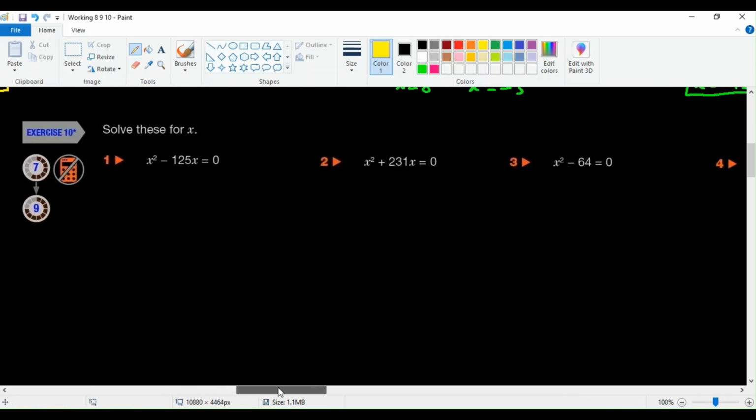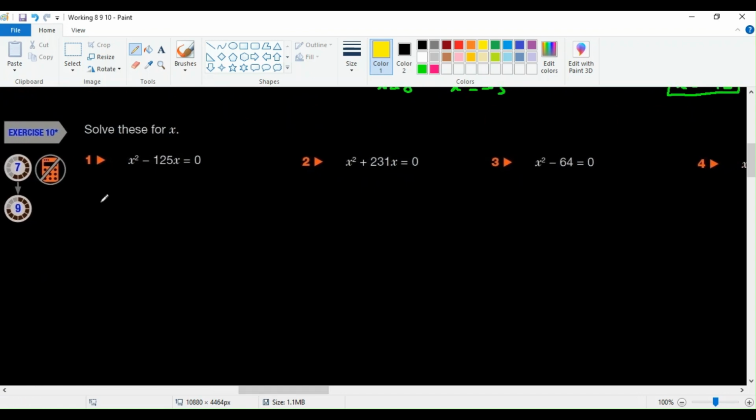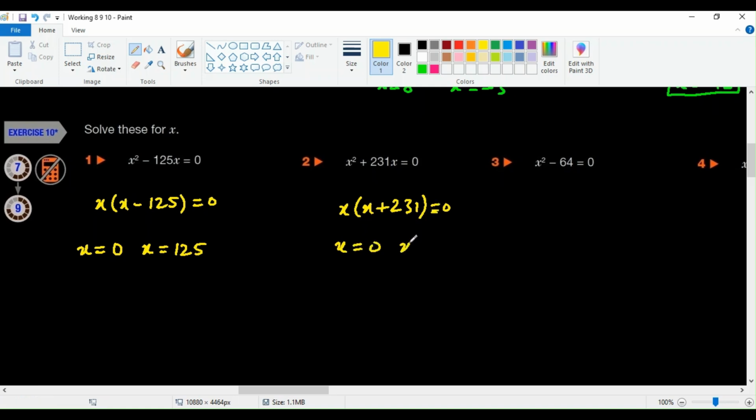Moving on to exercise 10 star. In here, I will do exactly what we have done before. It is x minus 125 equals 0. So the first value of x is going to be 0 and x equals positive 125 because minus 125 goes to the other side and becomes a positive. In the second one, it is x plus 231 equals 0. That means the first value of x is going to be equal to 0 and x will be equal to negative 231.